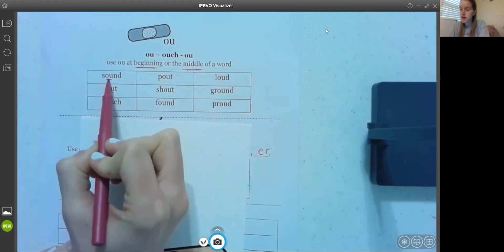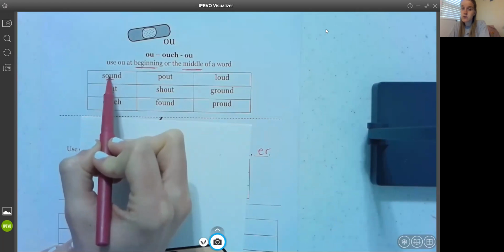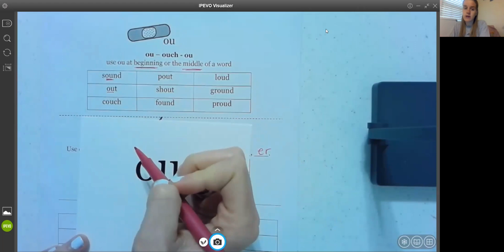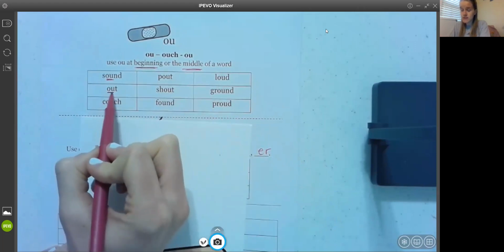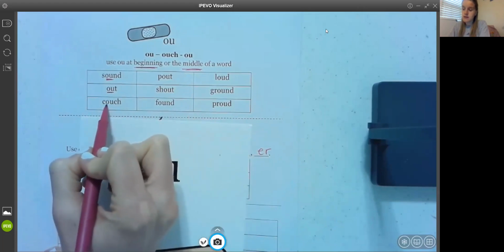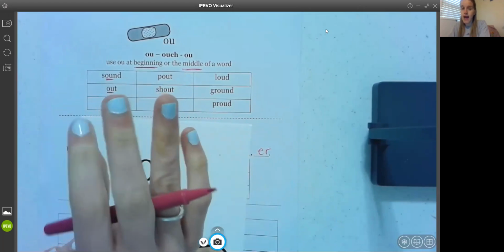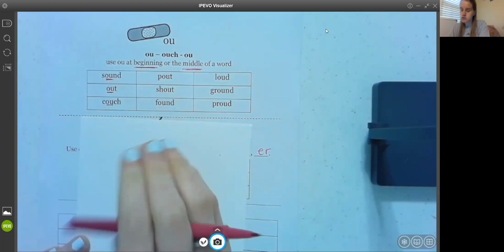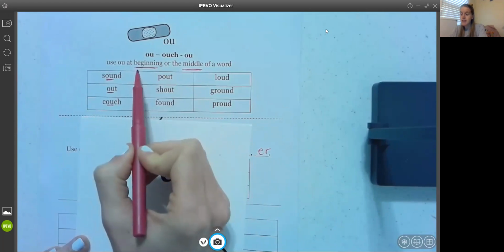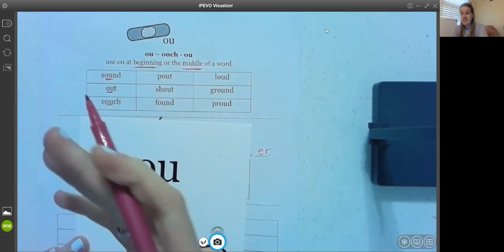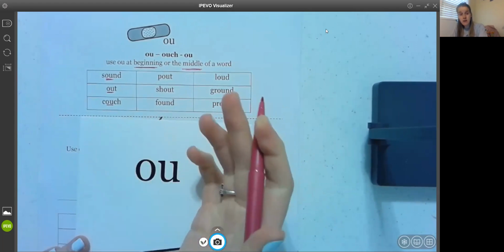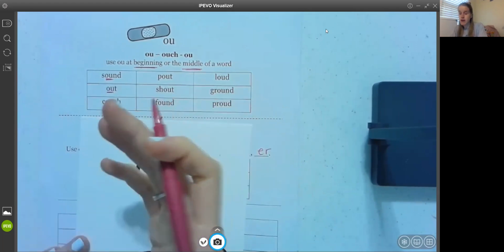So if we have this word, I identify that's OU. Right here, OU is at the beginning: out, out. And I see OU again in the middle: ouch, couch. So OU says ow, and we usually find it at the beginning or the middle. So if we hear ow and it's at the beginning, we're going to write OU. And if it's in the middle, if we hear ow, we're going to usually write OU.